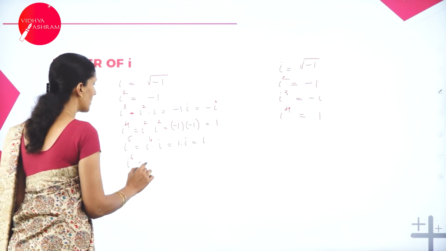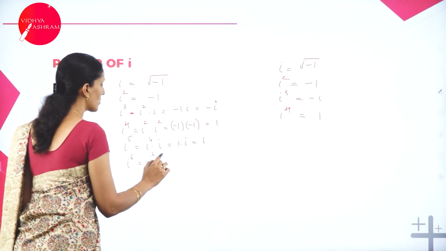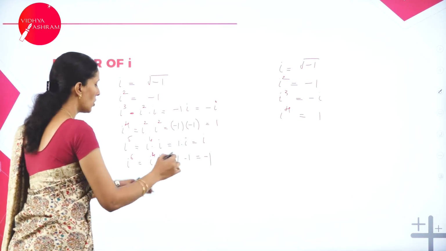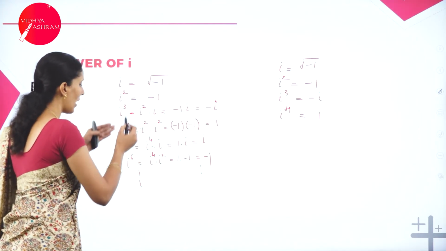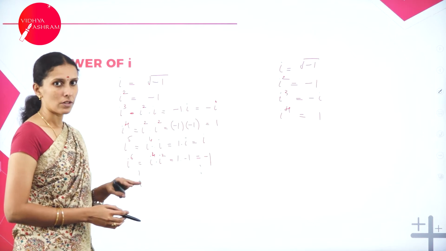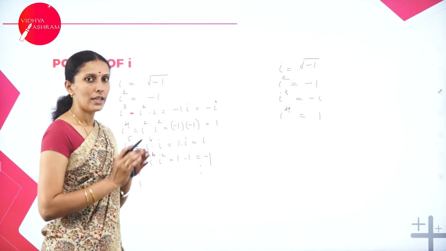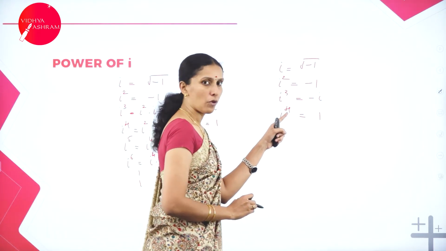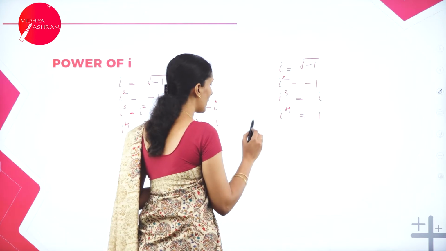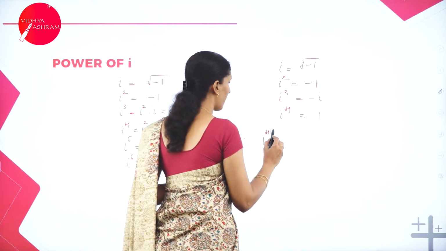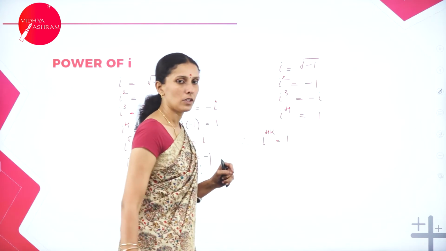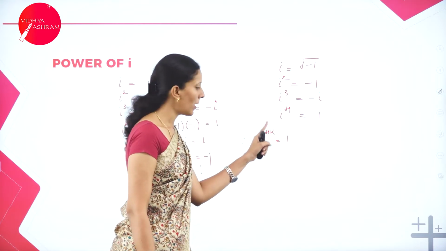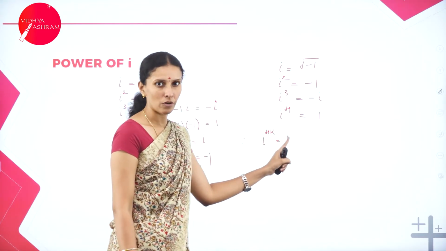i power 6 can be written as i power 4 into i square, which is 1 into minus 1, which is minus 1. So the values keep repeating after every 4 intervals. From 1 to 4, 5 to 8, 9 to 12, like this it goes on repeating. For every multiple of 4, it is always 1. So I can conclude i power 4k is always equal to 1. Whatever you take, 4, 8, 16, multiples of 4, the value of i is always 1.